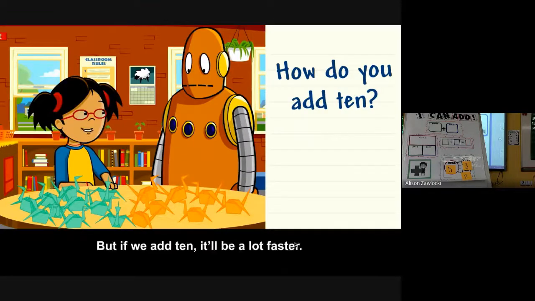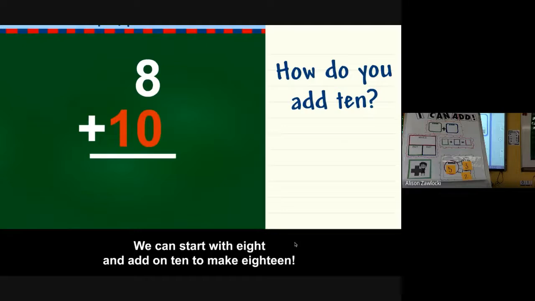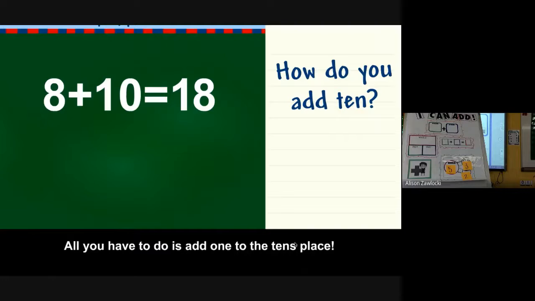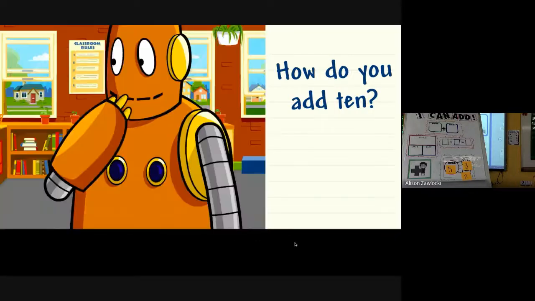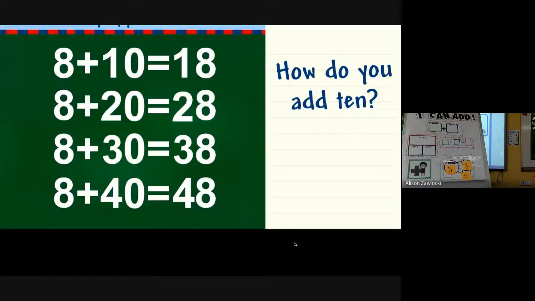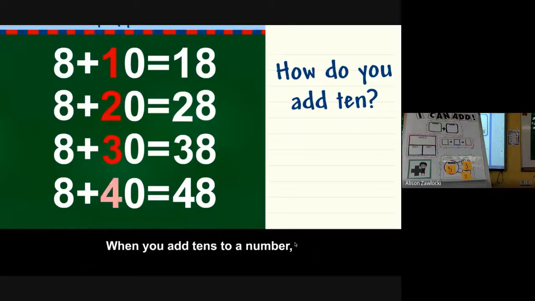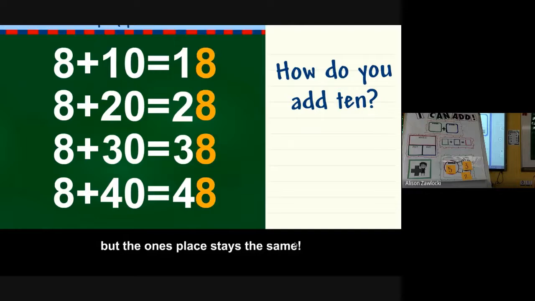But if we add 10, it'll be a lot faster. We can start with 8 and add on 10 to make 18. All you have to do is add 1 to the tens place. Now we can start with 8 and add on 2 tens. Right, Moby, there is a pattern. When you add tens to a number, the tens place changes, but the ones place stays the same.